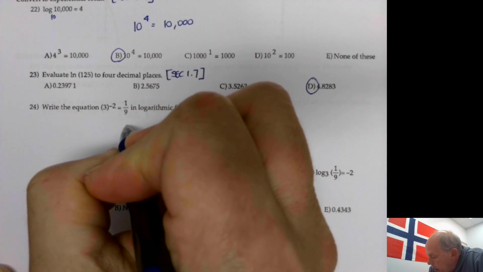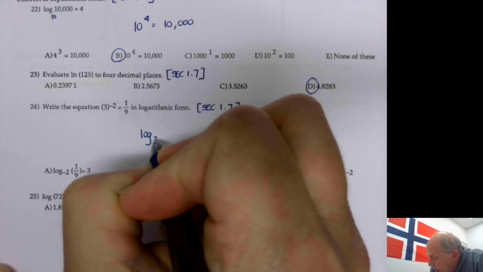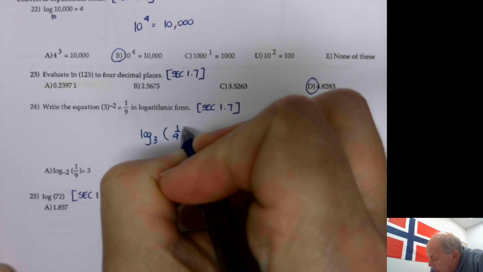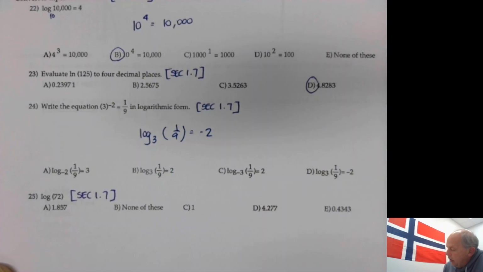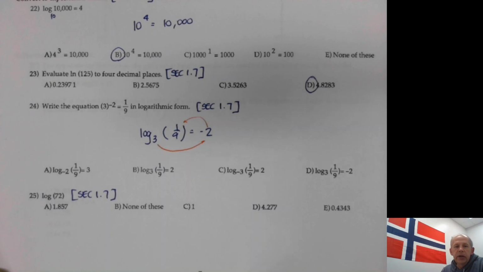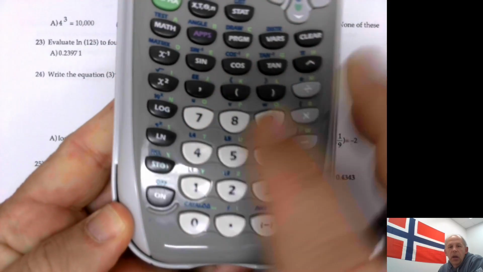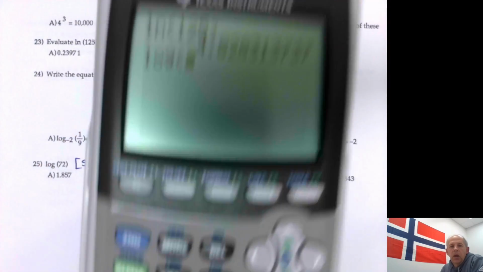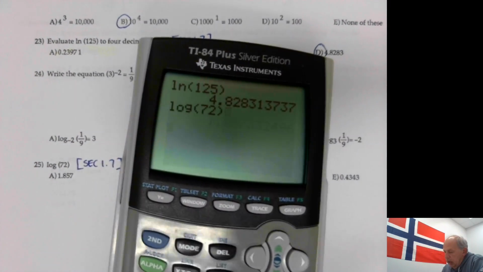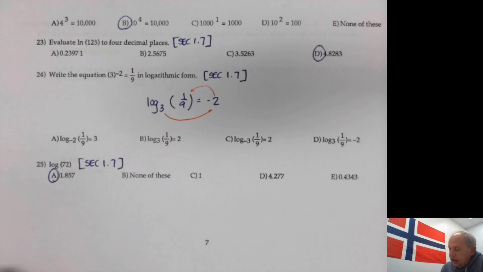Number 24, I want to write this expression out as a logarithm. There's my base 3. There's my 1/9. There's my exponent. 3 raised to the -2 is 1/9. The next one, going back to the calculator, my logarithm of 72 is going to be 1.857. The answer for that is choice A. So that was a quick hitting calculator problem. I have 2 more to go.